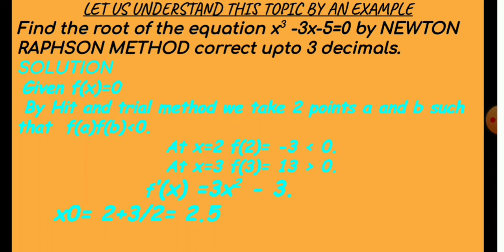Now we find f dash x. What is f dash x? It is the differentiation of f(x). f(x) is x cube minus 3x minus 5. Differentiation of x cube gives 3x square. Differentiation of minus 3x gives minus 3. Okay.